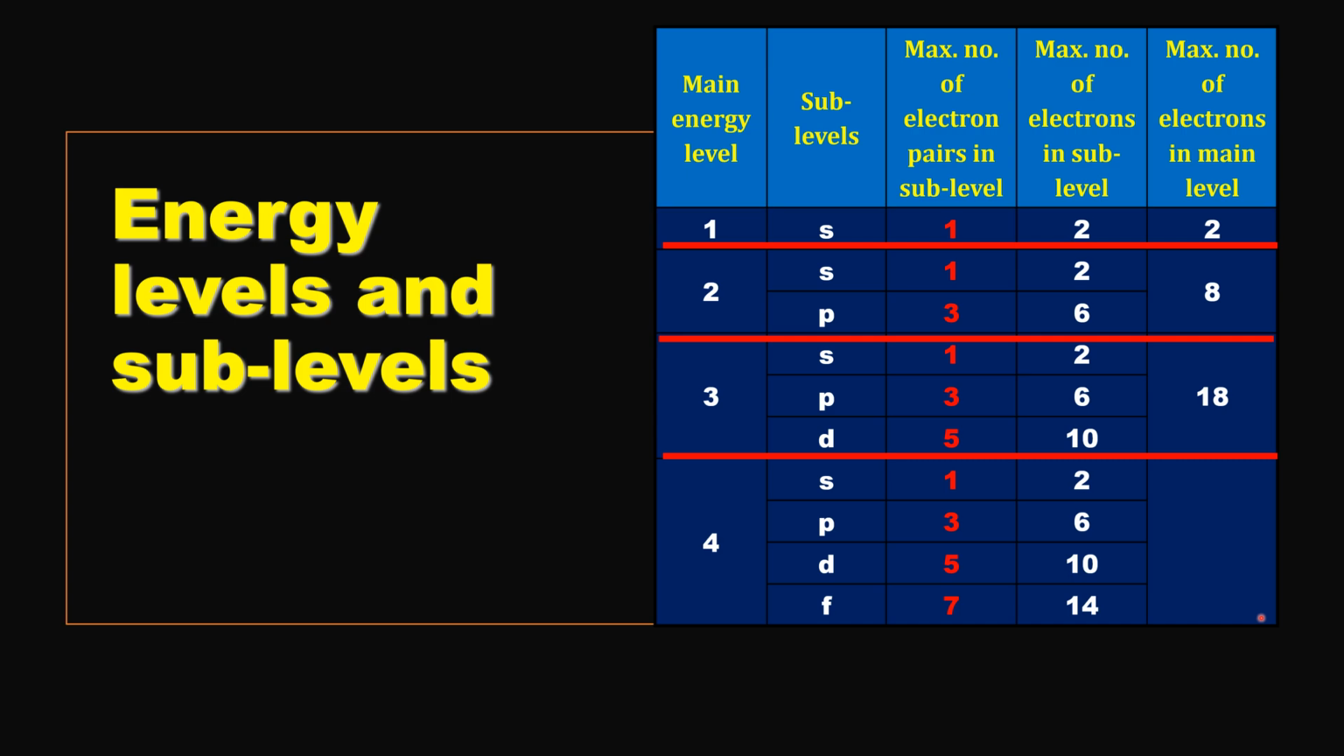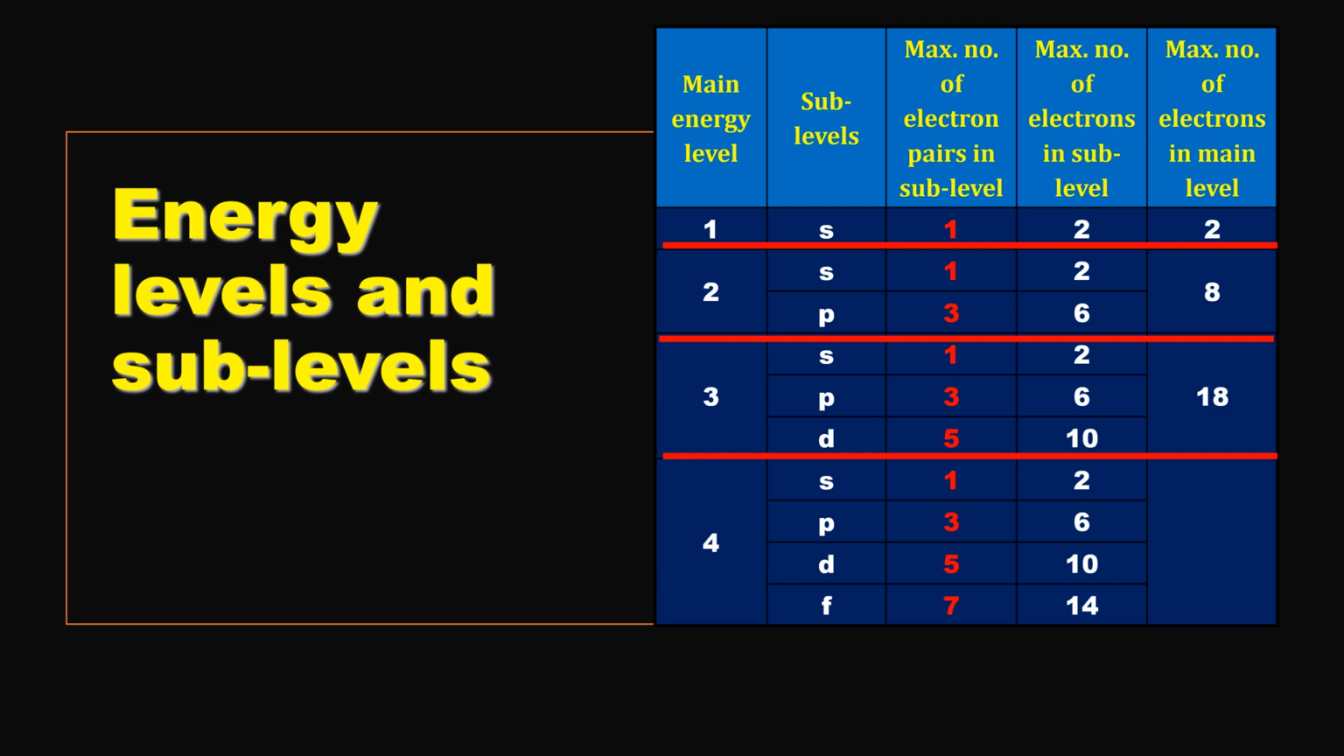For main energy level 3, it has s, p, and d. So the maximum number of electron pairs in sub-level for s is 1, for p is 3, and for d is 5. The maximum number of electrons in sub-level for s is 2, for p is 6, and for d is 10. And the maximum number of electrons in main level is 18, and so on for the main energy level 4.